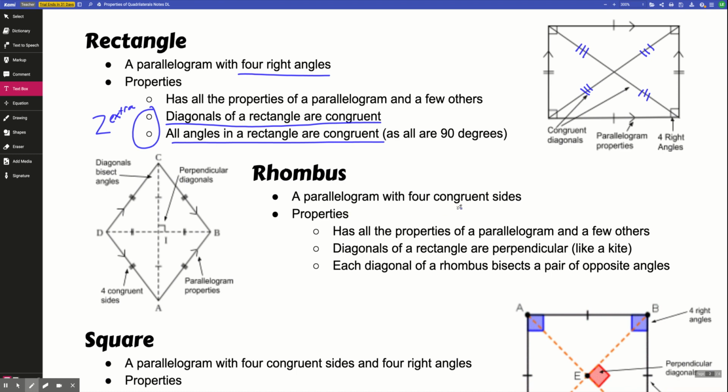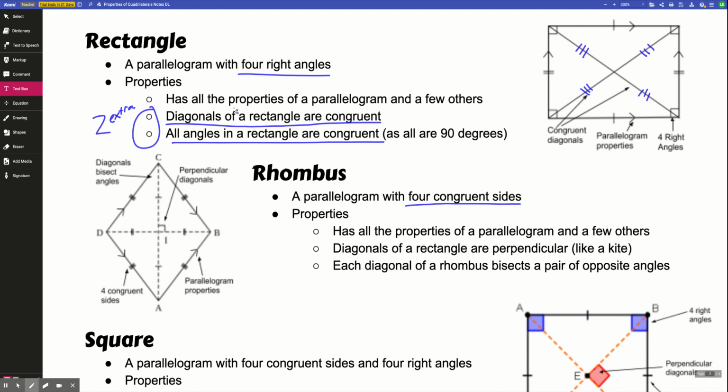For rhombuses, right? A rhombus is a special parallelogram that has 4 congruent sides, okay? And it has 3 extra properties, right? So obviously this is my first extra property that you have 4 congruent sides, okay? Another extra property is that the diagonals are perpendicular. So they intersect, right? The diagonals intersect and form right angles, okay?